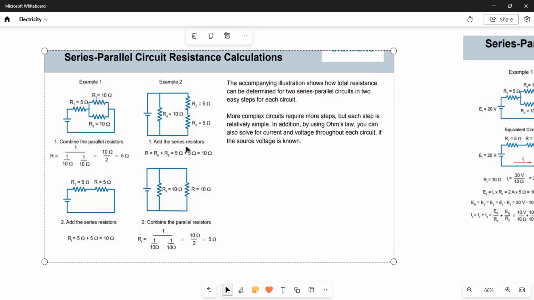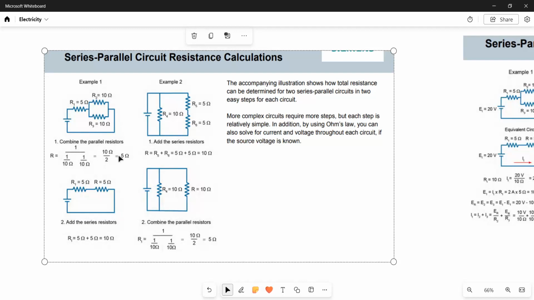And what you're trying to do here is calculate the overall resistance of each of the circuits, right? So here, look at this first one. You'd have to add these two in parallel first. That's what you're doing, right?